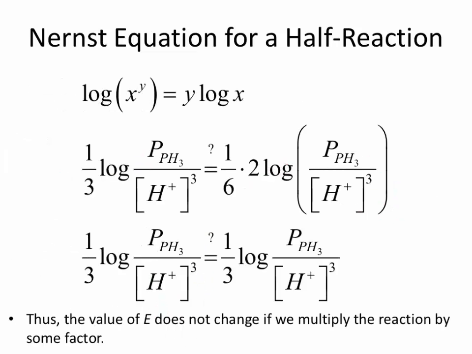And remember that log of x to the y is equal to y times log of x. And that means that on our second term on the right side there, in our logarithm term, we can take that squared out and move it out here in front. And then we have this 2 times 1/6, and that's then 2/6 or 1/3. And now we have the same thing on the left as we have on the right. And that then proves that the value of E, our cell potential, does not change if we multiply the reaction by some factor.